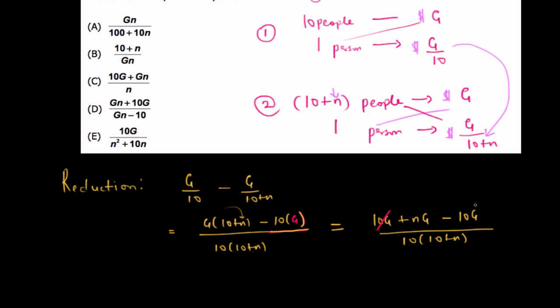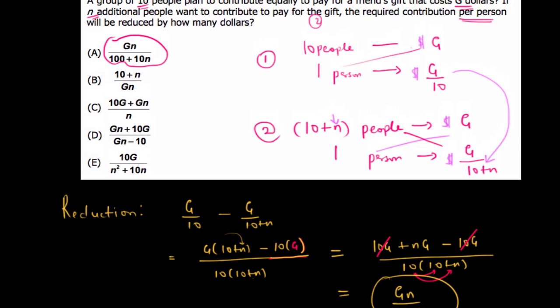So 10G cancels 10G, and you're left with nG, or gn, divided by 10 times 10 plus n. 10 times 10 gives you 100, plus 10 times n gives you 10n. So this is the reduction. When you look at the options, you have gn divided by 100 plus 10n, which is the same thing that we obtained. So this has to be your solution. That completes the problem.